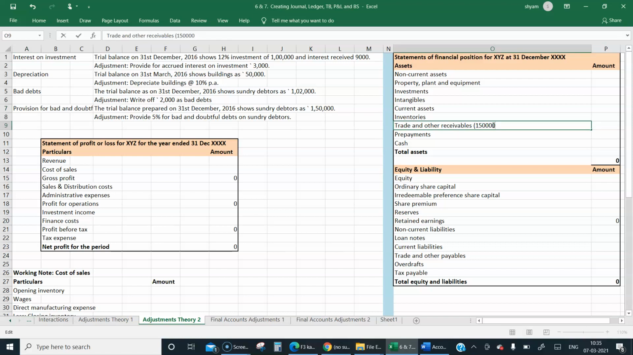Again here you have the receivable part. You can just type the receivables amount. That comes to 1,50,000, minus 5% of it as bad debts. So how much is 5%? That we have to work out. That comes to 7,500. So 7,500 you have to deduct from your asset, from your asset side.